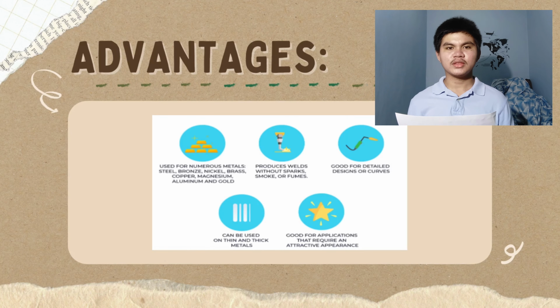GTAW has a lot of advantages. First, it can be used for numerous metals: steel, bronze, nickel, brass, copper, magnesium, and gold. Second, it produces welds without sparks, smoke, or fumes. Third, it is good for detailed designs or curves. Fourth, it can be used on thin and thick metals. And last, it is good for applications that require an attractive appearance.